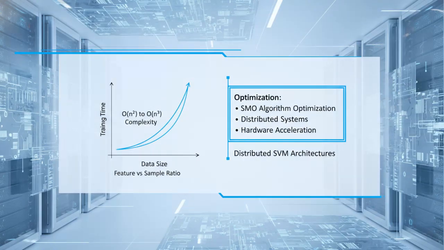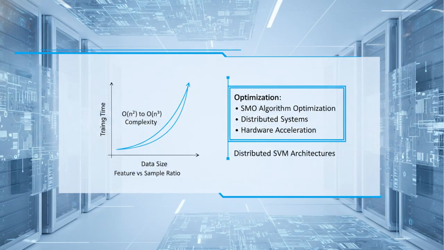When designing ultra-scalable systems, the training time of SVMs is a major consideration. Standard SVM training complexity is typically between O(n^2) and O(n^3), where n is the number of data samples. This means as your data grows 10x, your training time could grow 1000x. To mitigate this in production, engineers use techniques like sequential minimal optimization, SMO, or distributed SVM implementations.